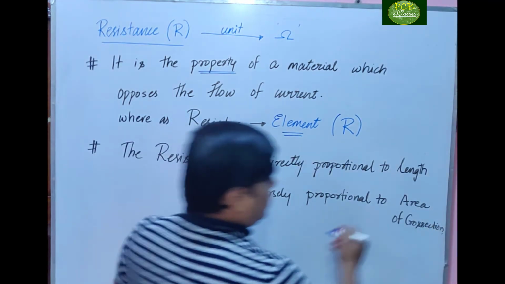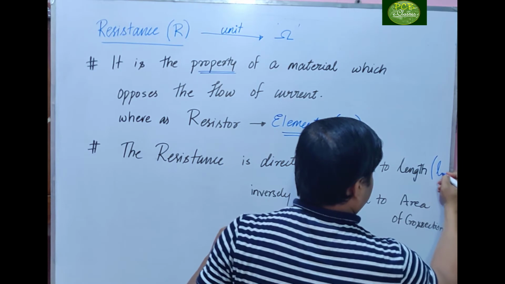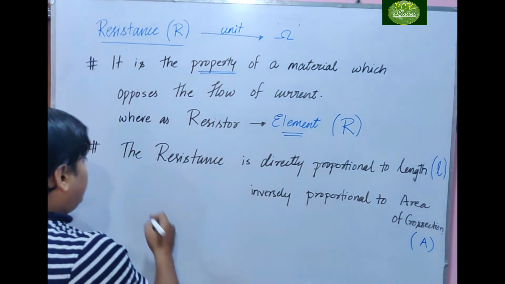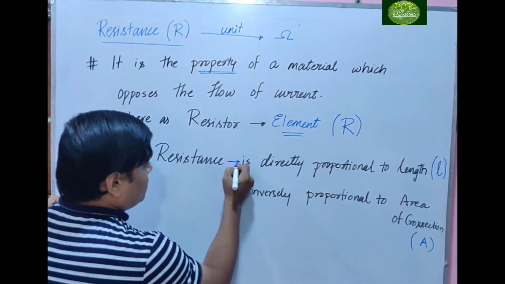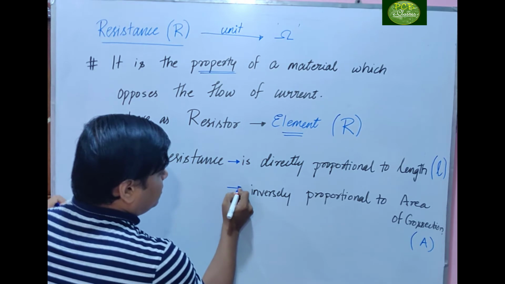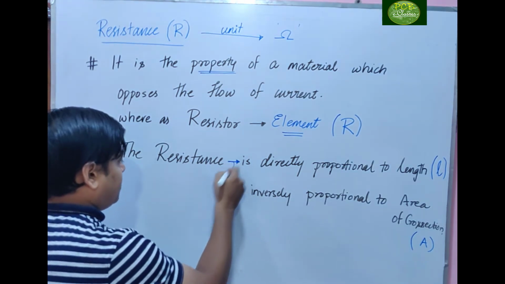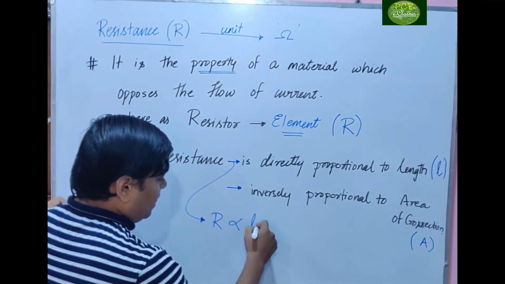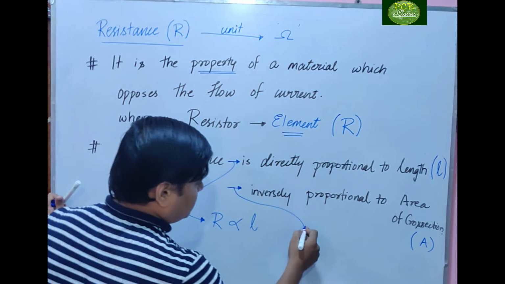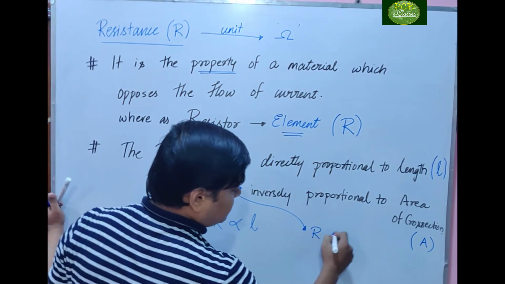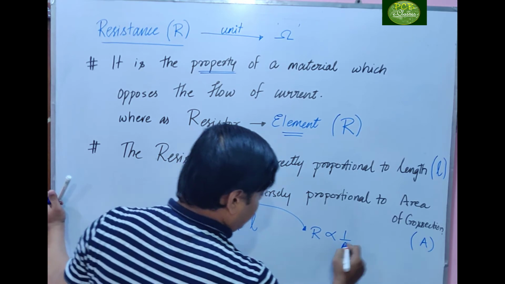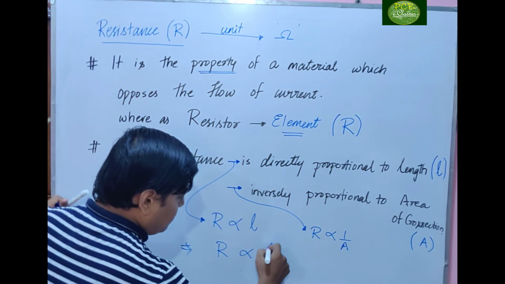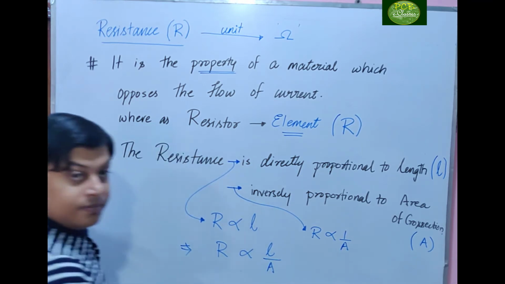Whereas length we are taking as L, area of cross section we are taking as A. That means what? This is the first statement, this is the second statement. As per the first one, we are writing that R is proportional to L. As per the second one, we are writing R is inversely proportional to A. So it can be written as R is proportional to L by A.